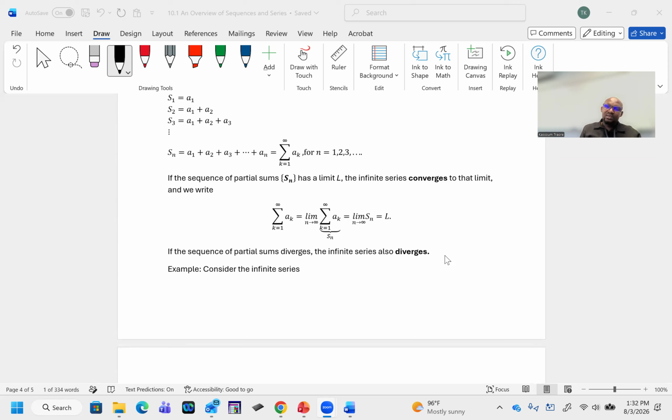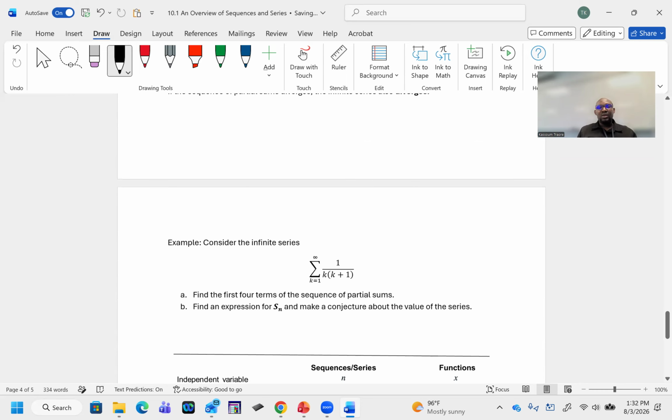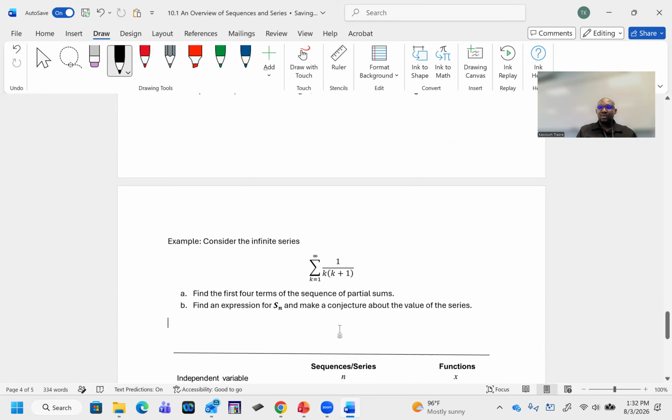So let's go ahead and work on the first few examples, okay? So A, this summation is given to us. We are given the sum of 1 divided by k times k plus 1, from k equal to 1 to infinity. A, find the first four terms of the sequence of the partial sum.